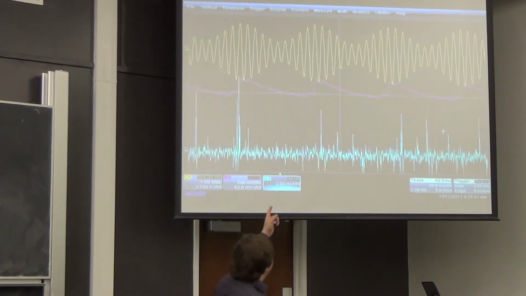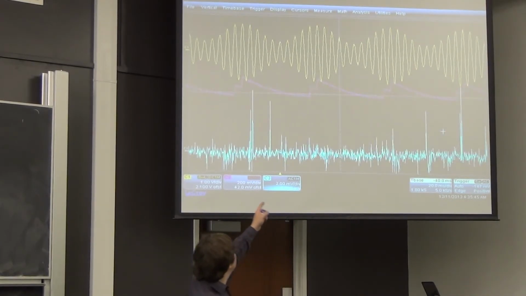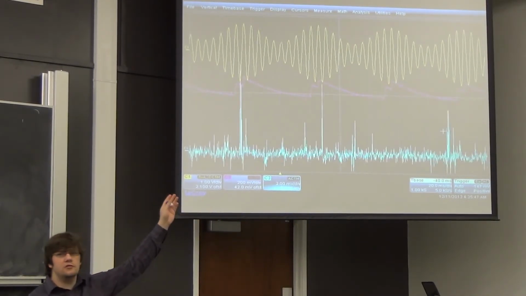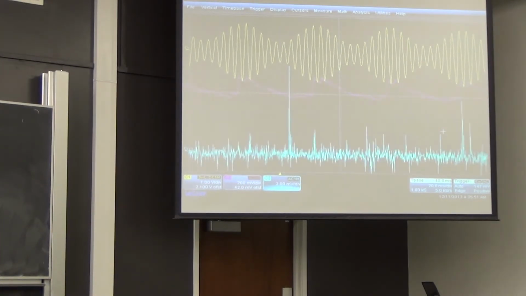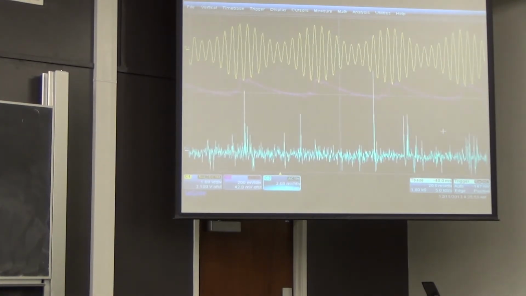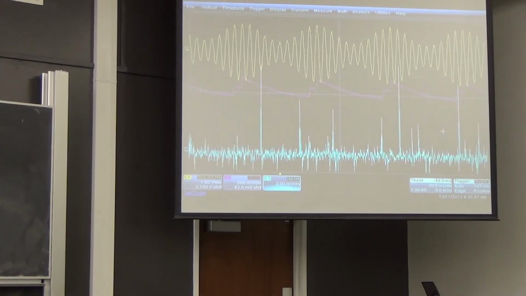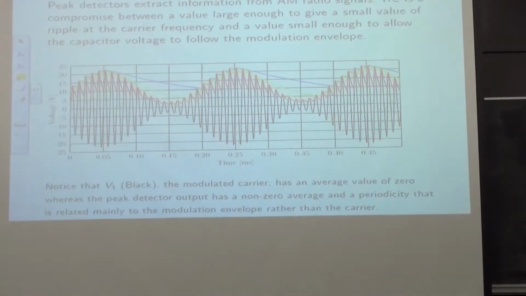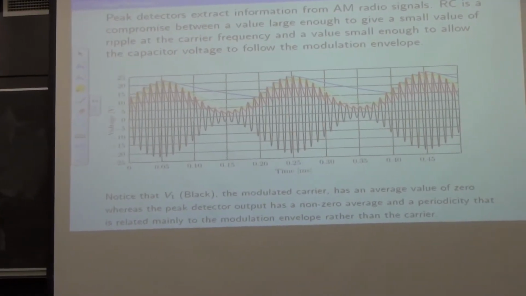So in the very large resistor situation, we can see the output waveform is not following the envelope on top of the modulated carrier. We're in the situation where the blue line on the main screen is more or less the same as the magenta line on the right screen. So we need to decrease our time constant in order to have our peak detector follow the waveform properly.